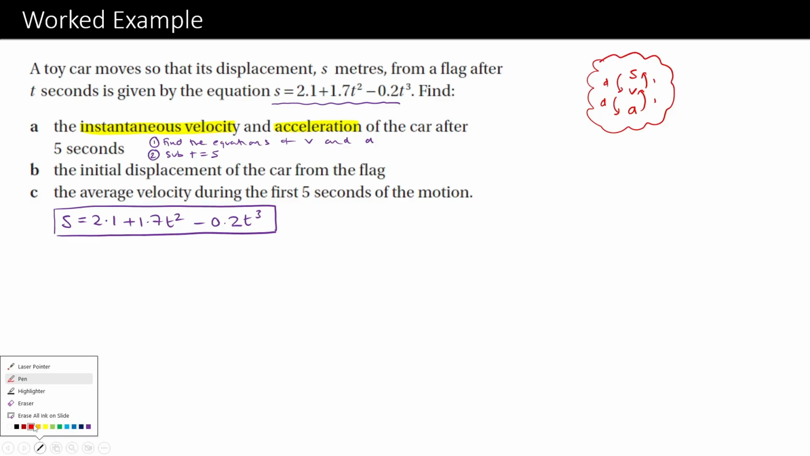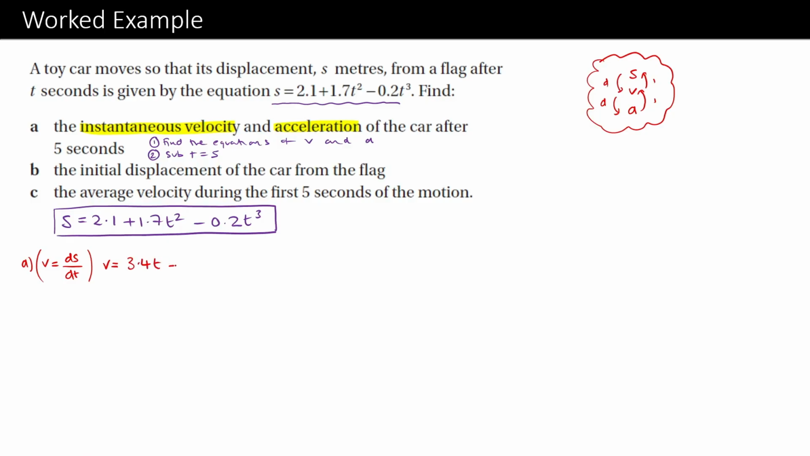So I've been given the value of s. So with part A, I know that v equals ds over dt. So what I need to do is differentiate s with respect to t to give me v. So v is going to equal, if I differentiate that purple box, 3.4 t minus 0.6 t squared. And again, I'm going to put a little box around that.